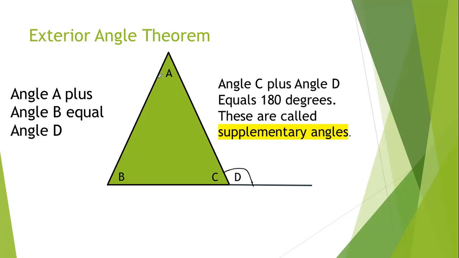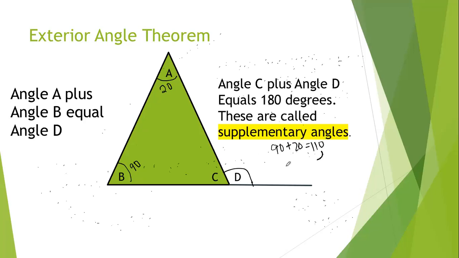So if angle A was like 20 and angle B was 90, I could figure out angle D by adding angle A and angle B. So 90 plus 20 equals 110. So that means angle D is also 110. But let's kind of talk about why. Why is that true? Here's my question. What do C and D make together?